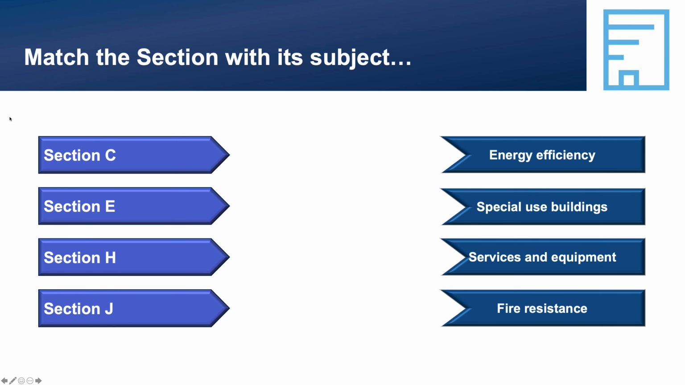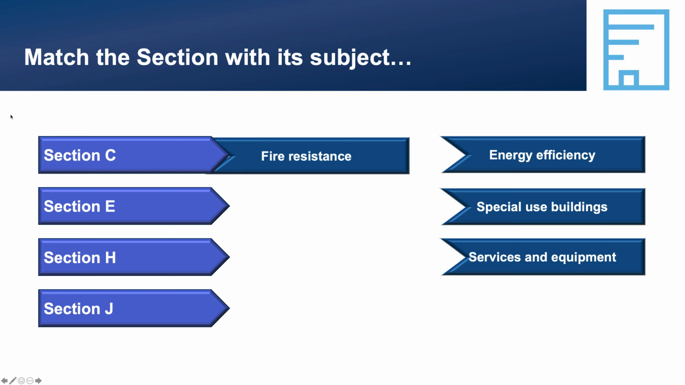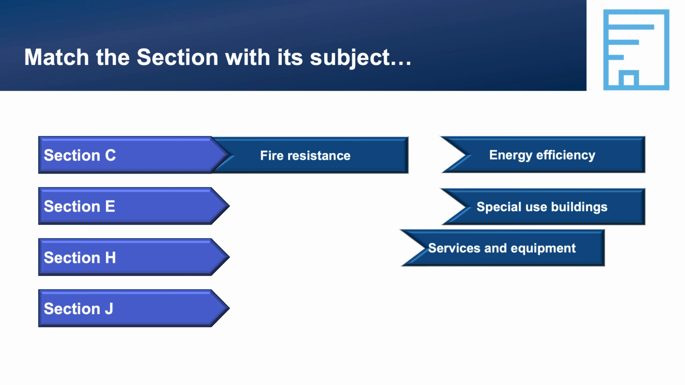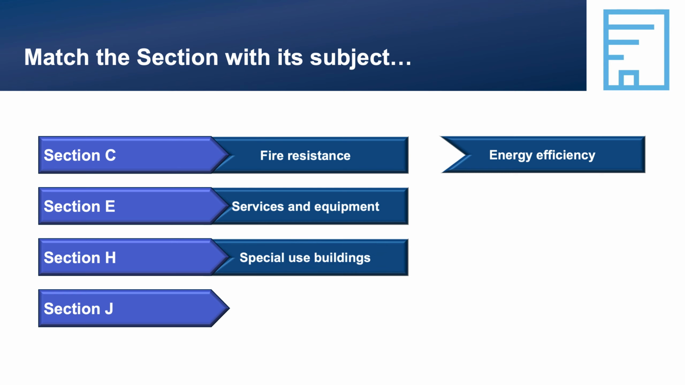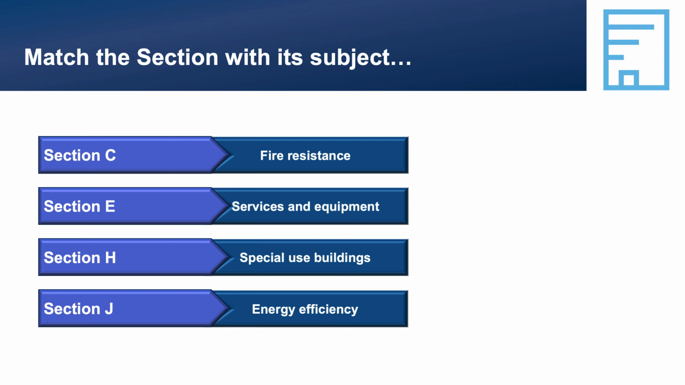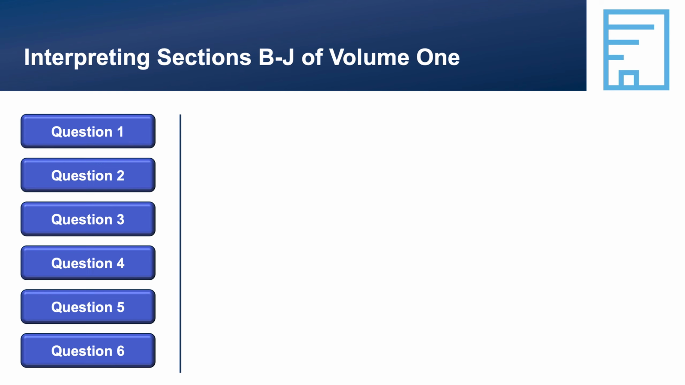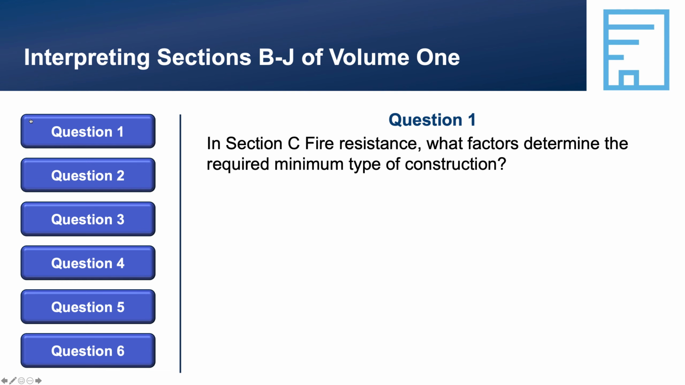Match the section with its subject. Let's now look at some questions to help us understand how to best interpret sections B to J of Volume 1. Question 1. In Section C, Fire Resistance, what factors determine the minimum type of construction?